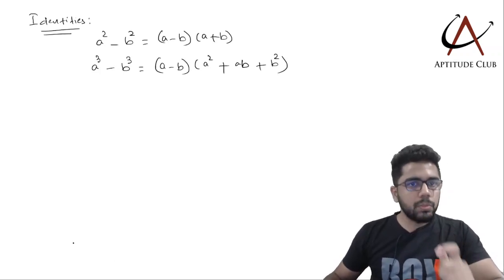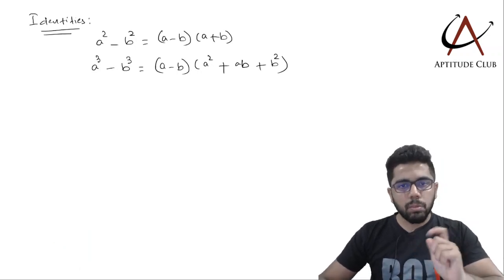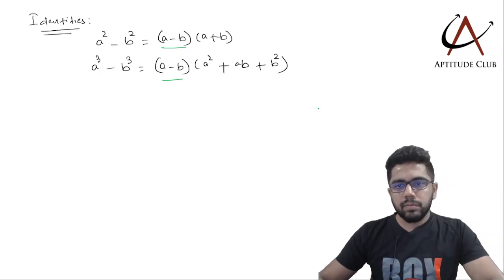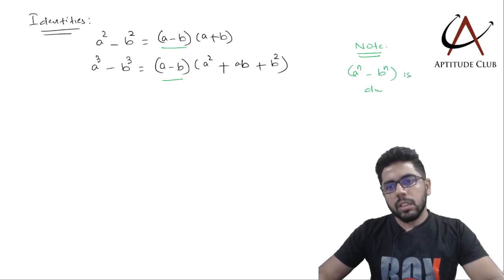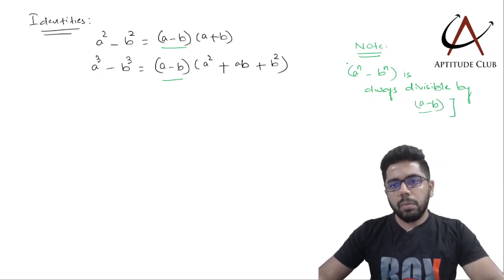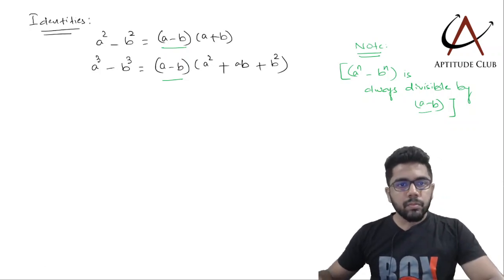Now what I want to observe here is a pattern. We don't need to remember any of the identities, we have to observe a pattern. The first pattern is, there will always be a minus b. That means you can generalize that a to the power n minus b to the power n is always divisible by a minus b.